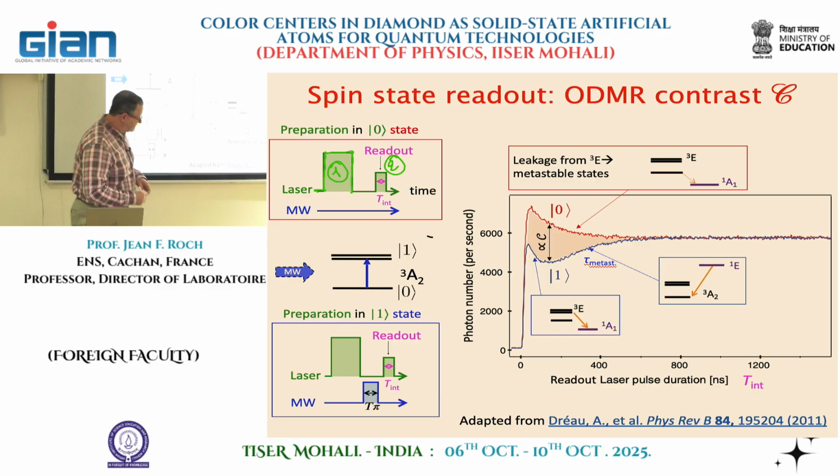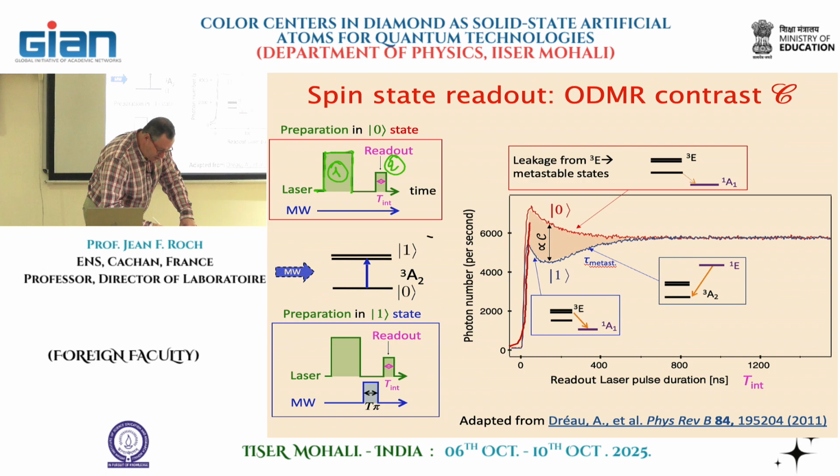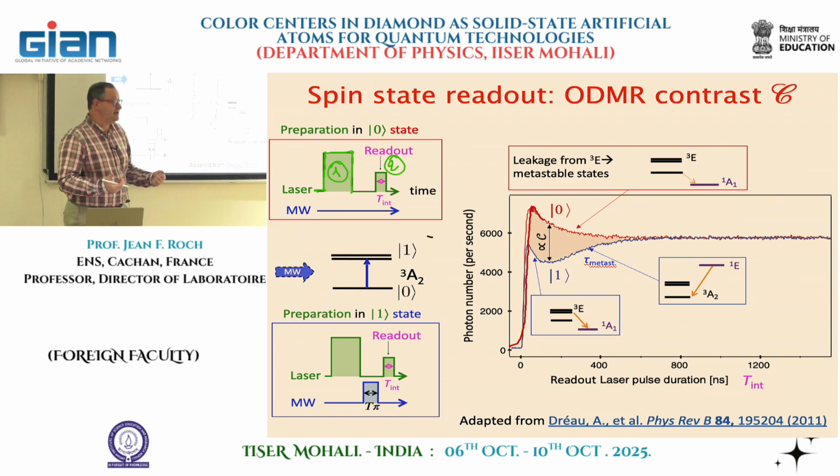And what do I see? It's this first curve, this curve. So what I see is that first the system goes up. And why does it go up? Because, of course, I am in the 0 state. The 0 state is bright, very bright, so I have the high intensity level.